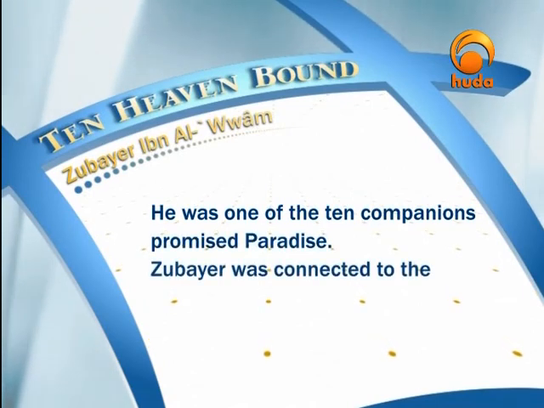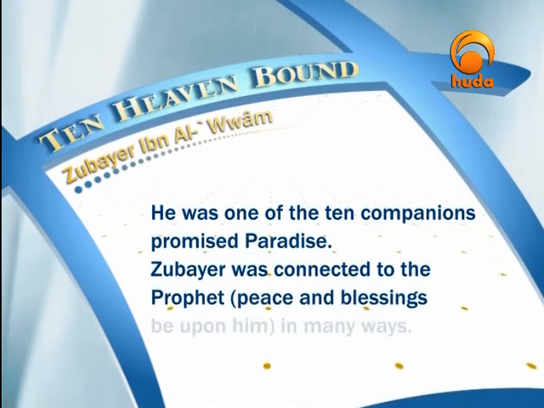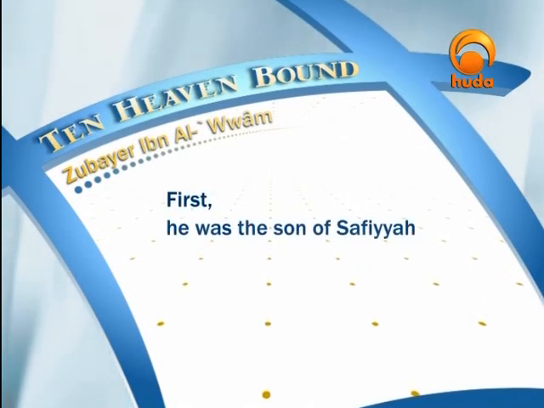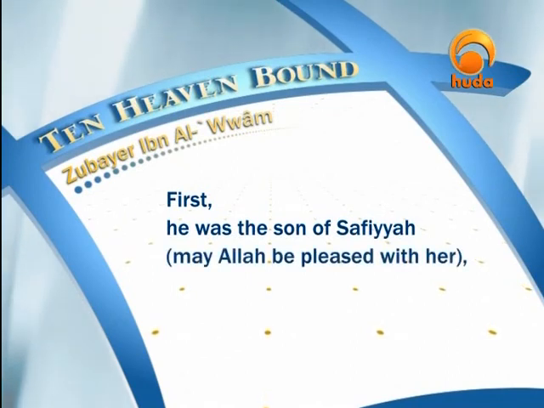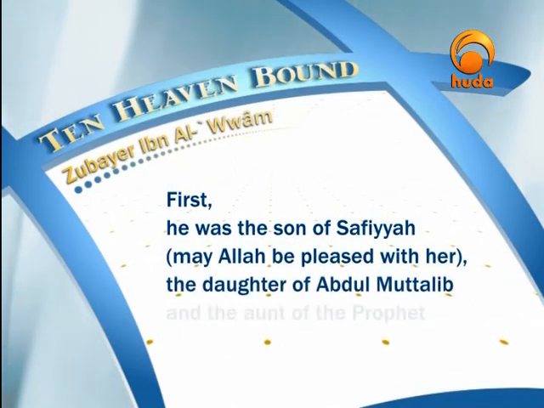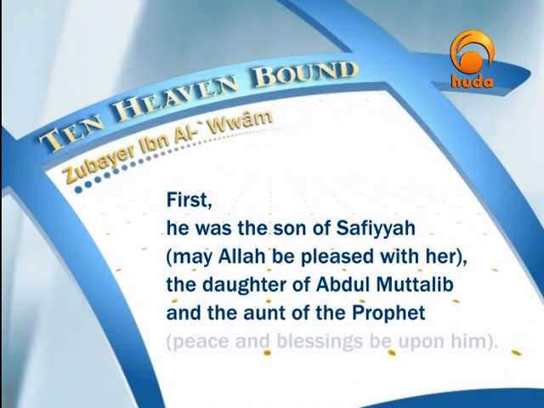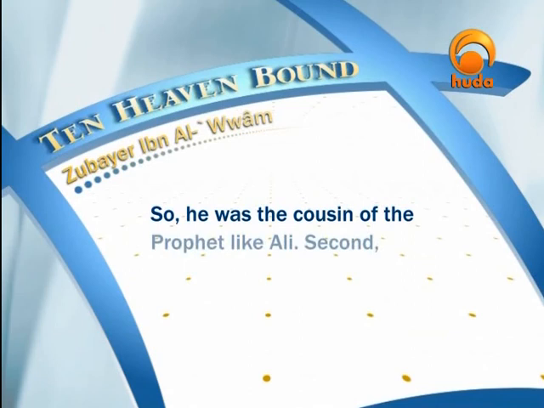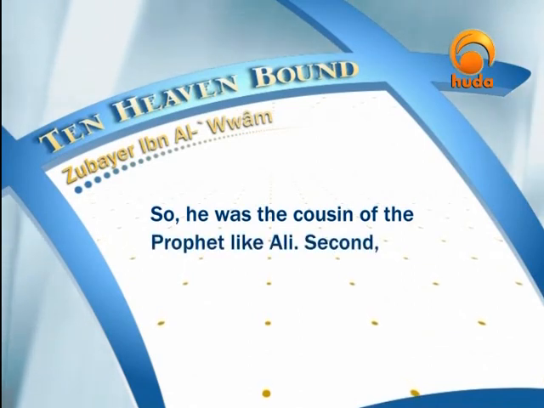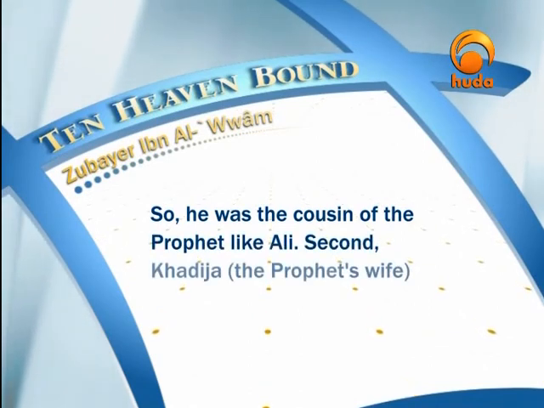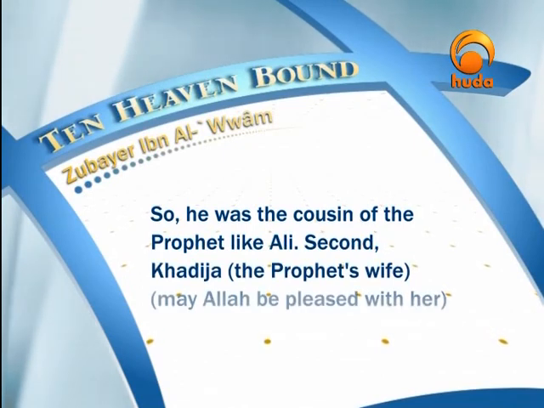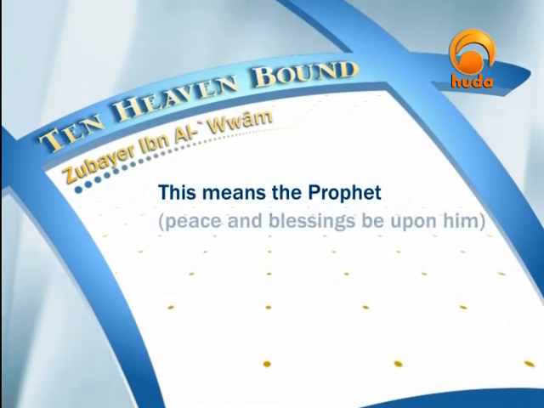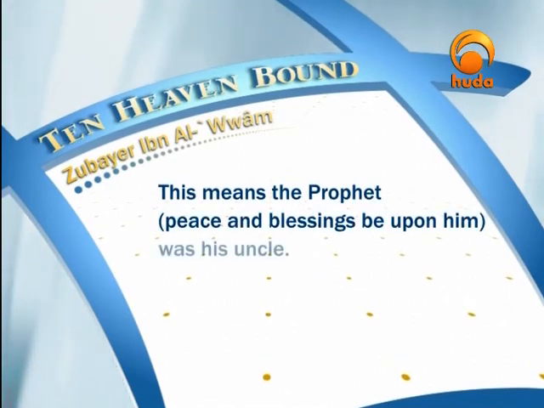Zubair was connected to the Prophet, peace and blessings be upon him, in many ways. First, he was the son of Sophia, may Allah be pleased with her, the daughter of Abdul Muttalib, and the aunt of the Prophet. So he was the cousin of the Prophet like Ali. Second, Khadija, the Prophet's wife, may Allah be pleased with her, was his aunt. This means the Prophet was his uncle.